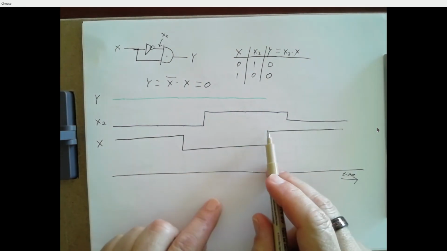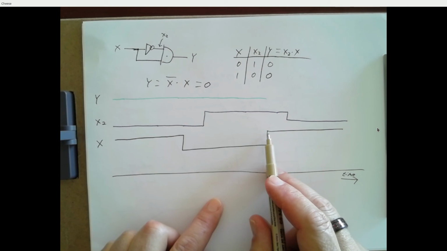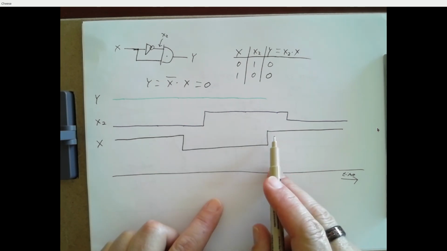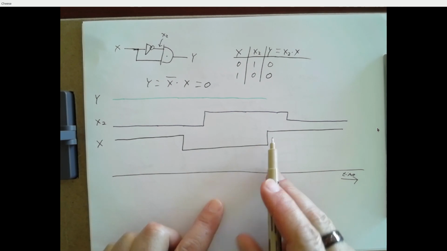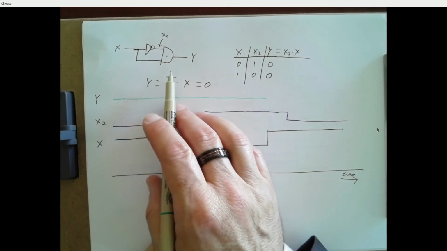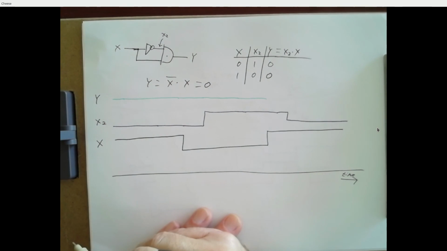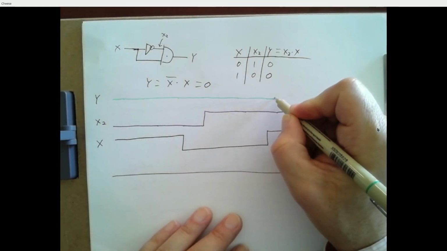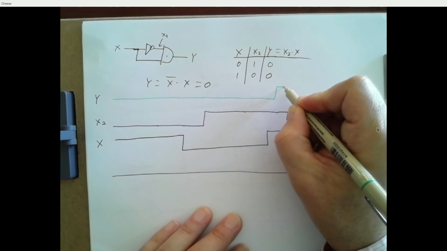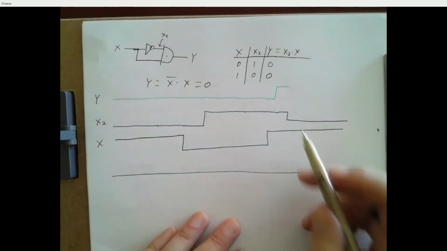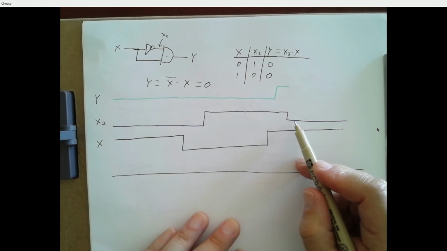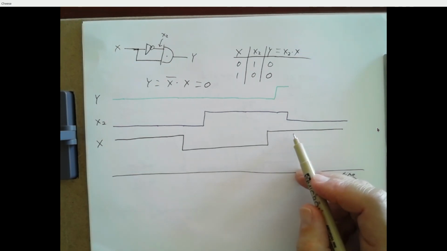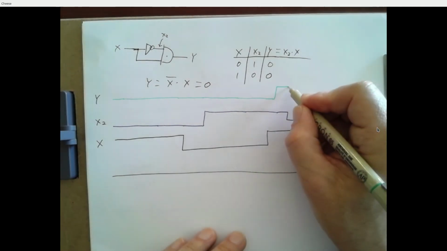But what happens right here? They're both high. x2 is 1 and x is 1. Which means the AND gate has both inputs being 1, which means the output of the AND gate is going to go high. And there's going to be a slight delay because the AND gate has propagation delay also. So that goes high. And then over here, x2 drops to a 0, so we have a 0 and a 1 ANDed together. And so the output of the AND gate will go low after a slight delay.